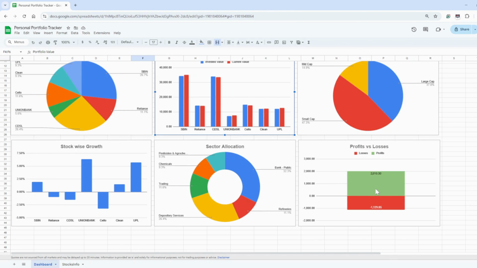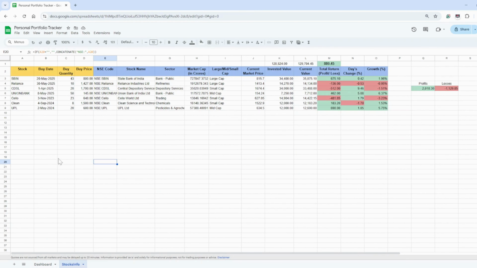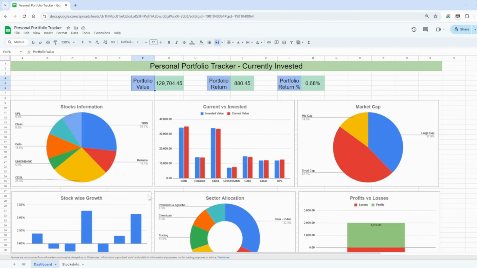So before that, to get all this information, we have to go to the stocks info, and then insert all our stock-related information here. Keep in mind that we will only track the currently invested stocks. So if you have sold any stocks, then we have to delete them from here. This tracker is only for the currently invested stocks and not for the historical trading stocks or whatever stocks you have already sold.